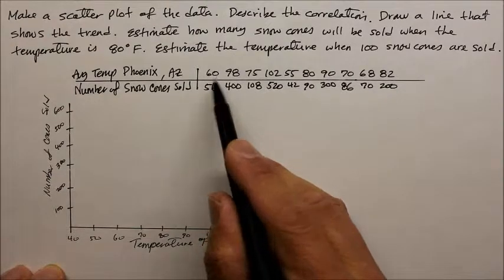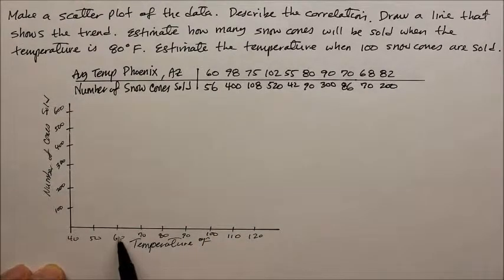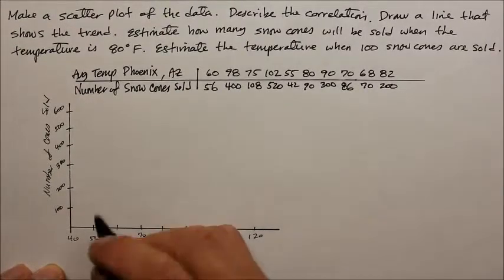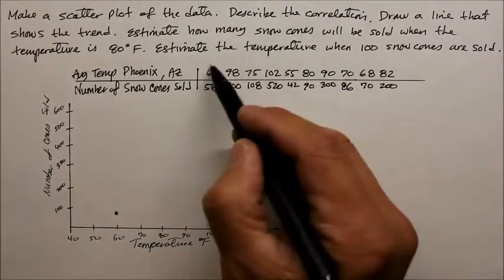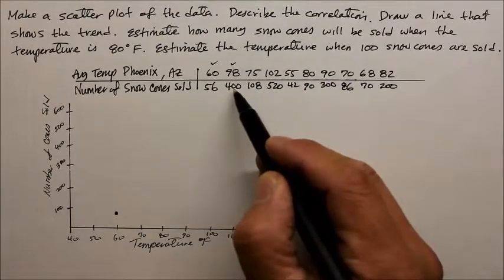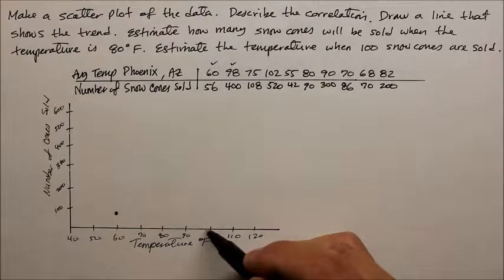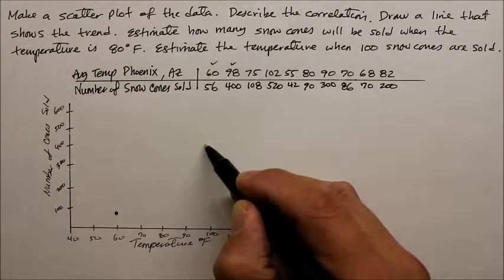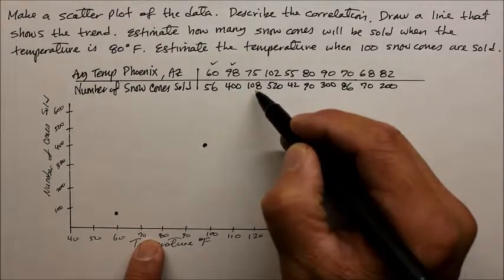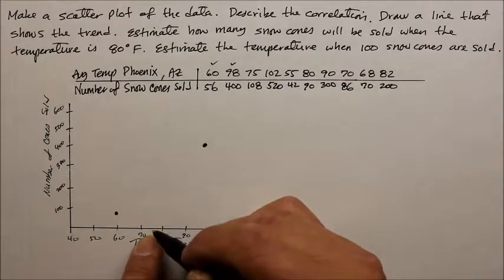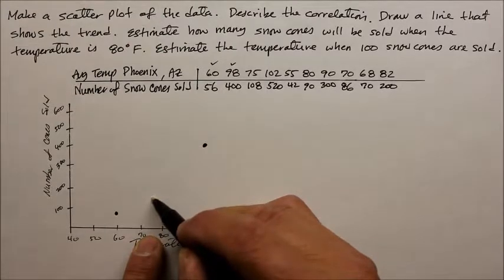So at 60 degrees, he sold 56. We're going to estimate, like over here. Here, let's use this pen. At 60 degrees, 56, something like that. At 98 degrees, he sold 400. Way up here somewhere. At 75 degrees, he sold around 108. There you go, 75, around 108.